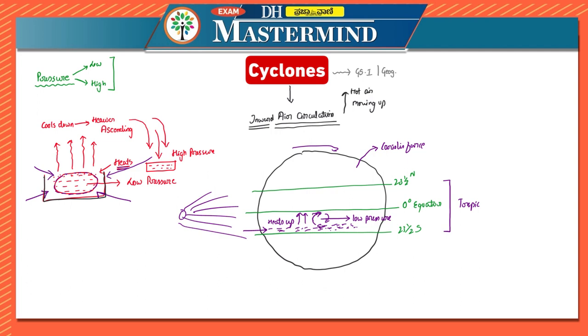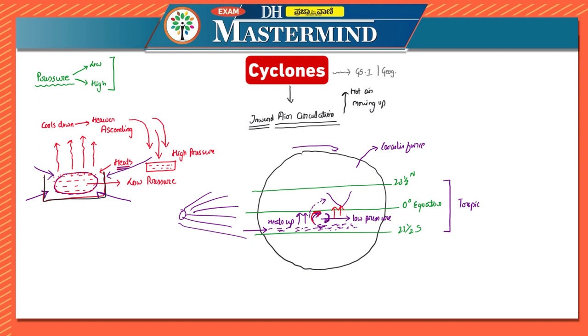This cyclone is very harmful, as we all know, because whenever it moves towards the coast of any particular country, there is a lot of destruction caused by these cyclones. But what is a cyclone? It is inward air circulation due to upward movement of hot air. That is called a cyclone.